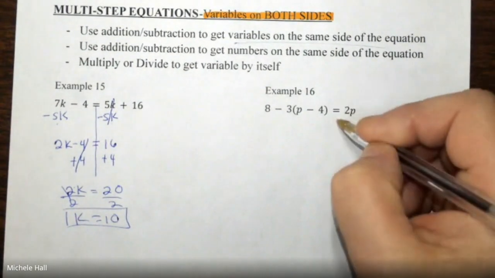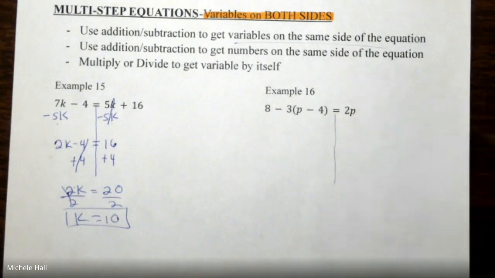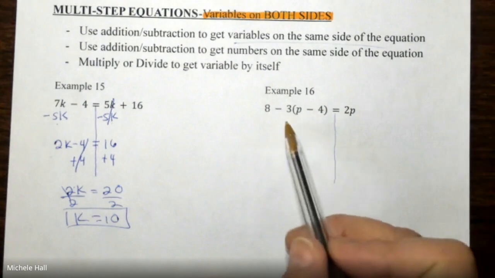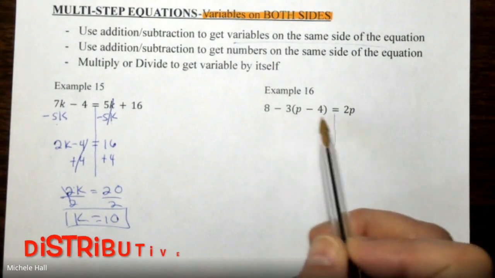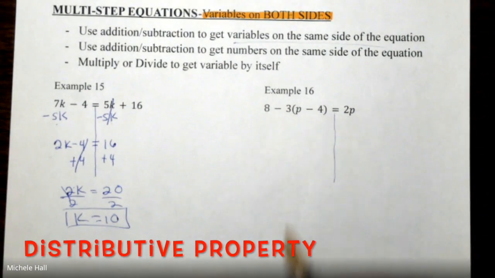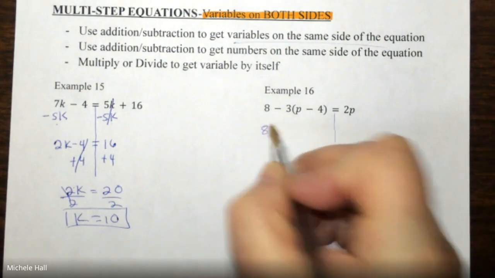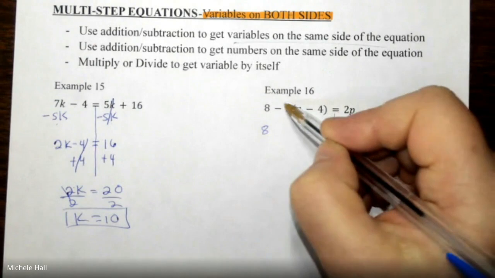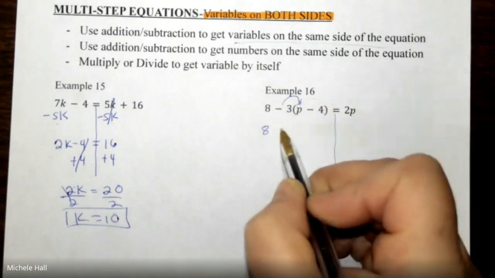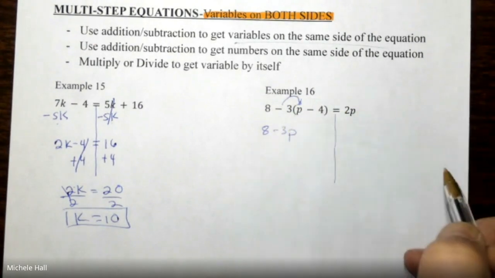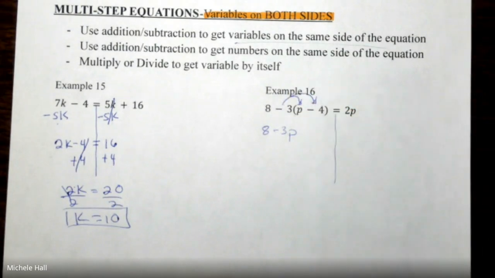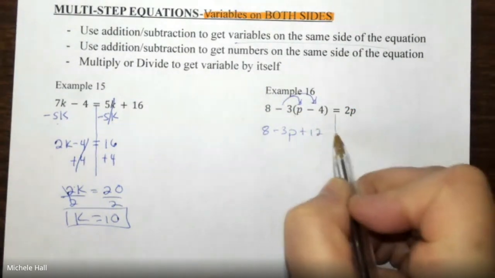Example 16. I'm going to see both sides of the equation. 2p, there's nothing to be done on this side, but I do see I need to get rid of these parentheses using the distributive property. I have 8, and now I have negative 3 out front being multiplied. Negative 3 times p is negative 3p. Negative 3 times negative 4 is a positive 12.